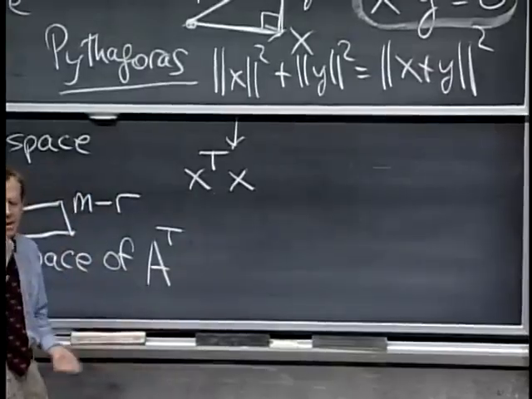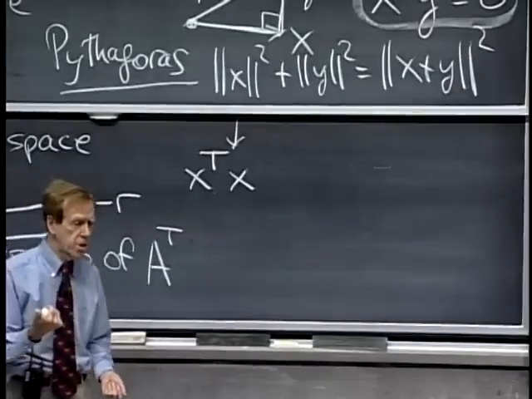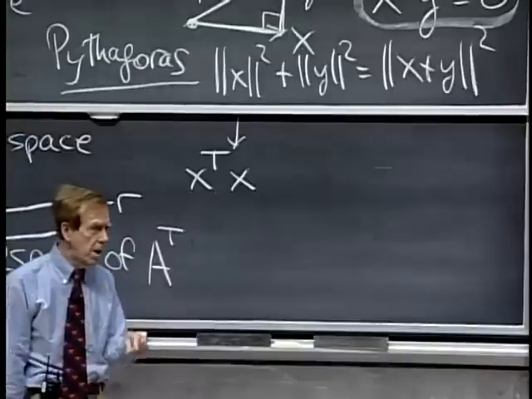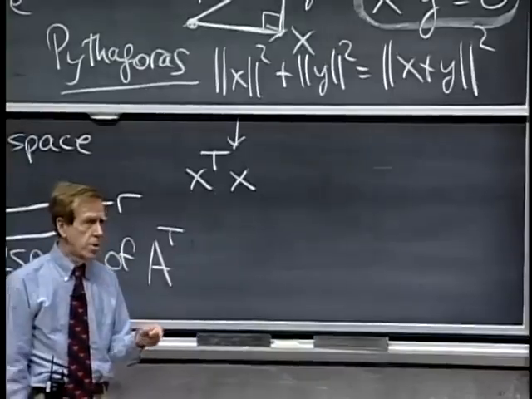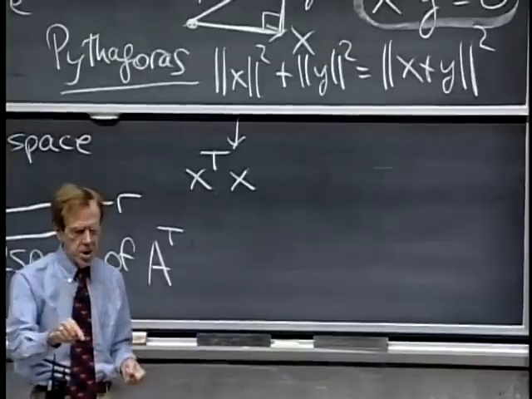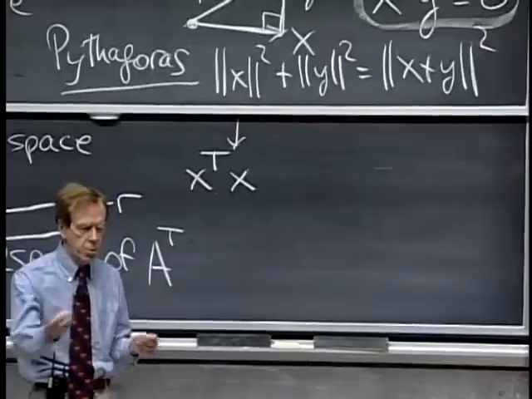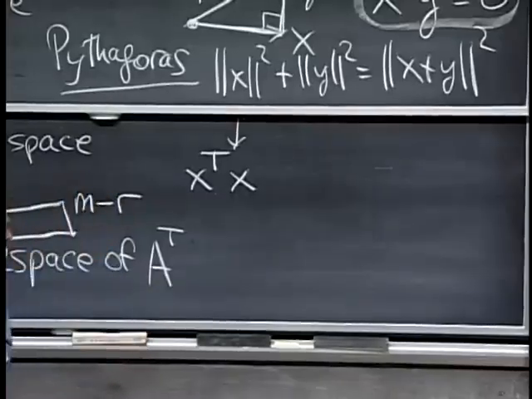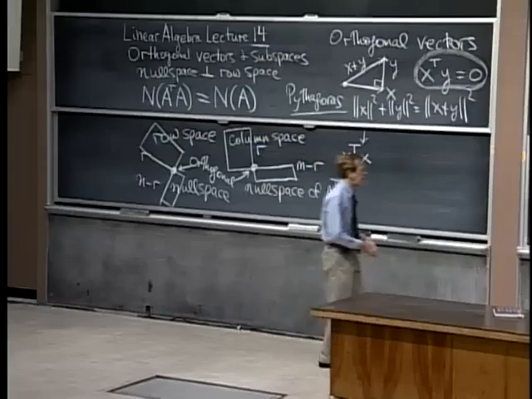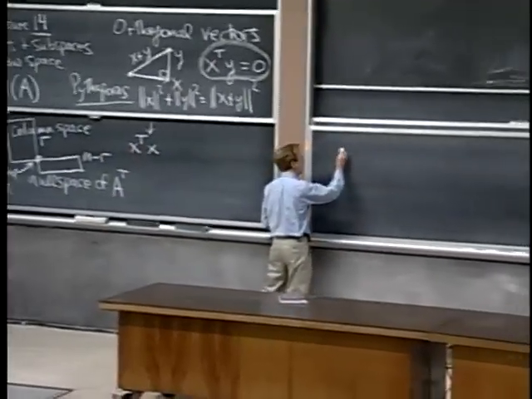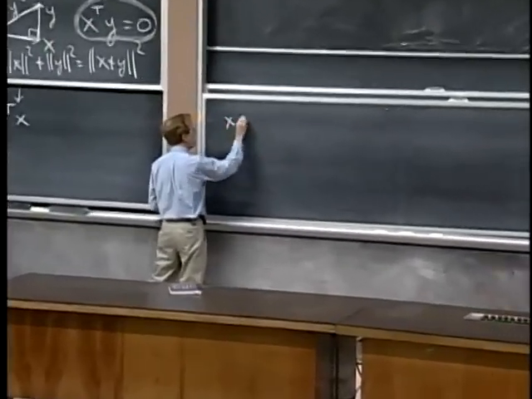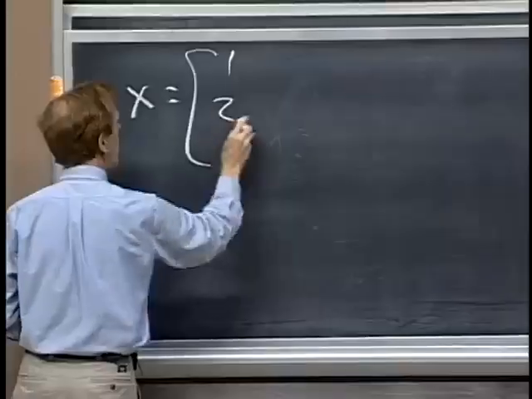So in the example I gave you, what was the length squared of that vector 1, 2, 3? You square those, you get 1, 4, and 9. You add, you get 14. So the vector 1, 2, 3 has length squared 14. So let me just put down a vector here. Let x be the vector 1, 2, 3.